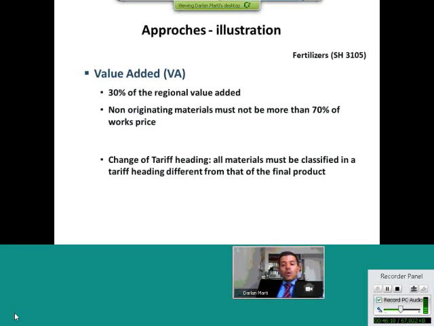Another possibility is now moving to the second family, change of tariff heading. This is where you compare the tariff classification of the chemicals and the tariff classification of the fertilizer. If the two are different, or sufficiently different depending on what the rule is, then you will find that there was substantial transformation and the product complies with the rules and therefore has preferential status.